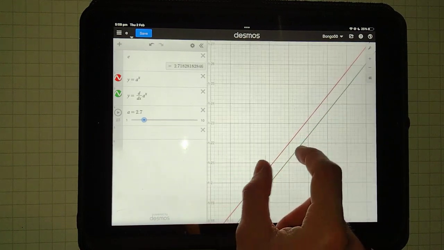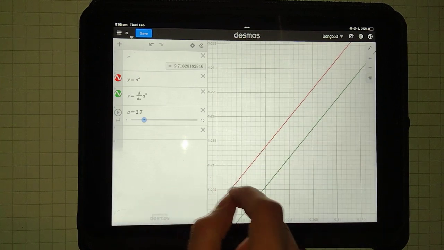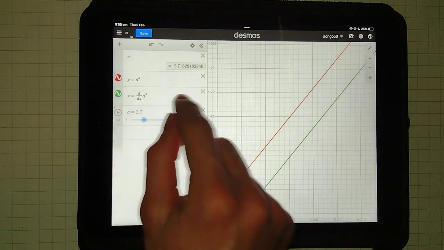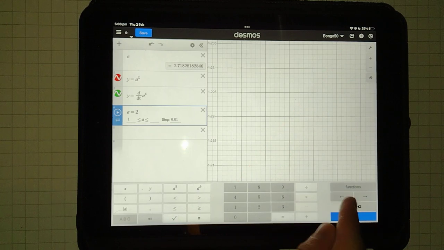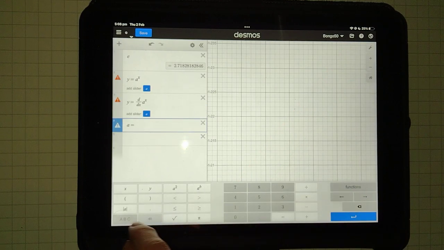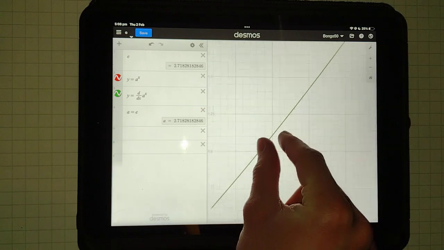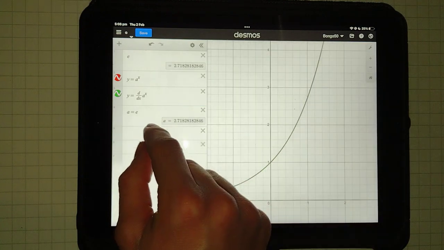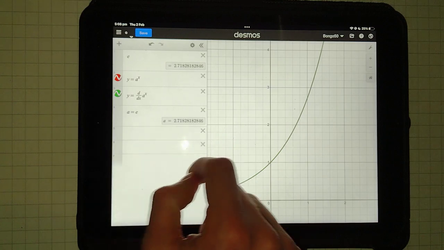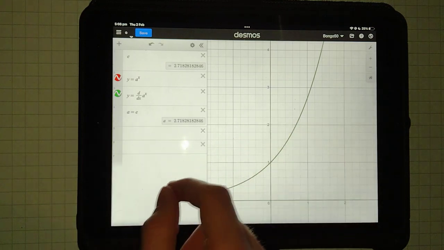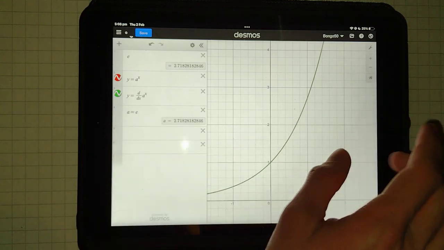Zooming in, we can see that this is not perfect. But what you would find is that if you were to adjust this just perfectly, with infinite precision, they would overlap precisely at e, when a equals e. So that's how we can get e using exponential functions. This is just one way to derive e, though.